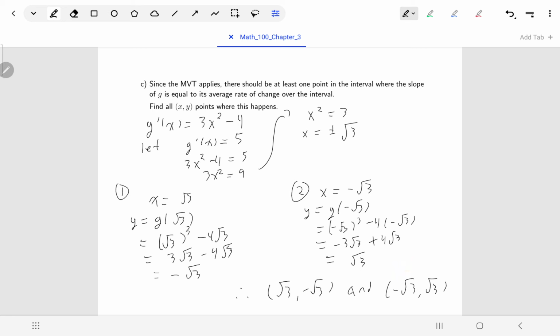So as predicted by the mean value theorem, we do indeed have at least 1 point. In fact, we have 2 points where the slope of g is the same as the average rate of change of g over the whole interval.